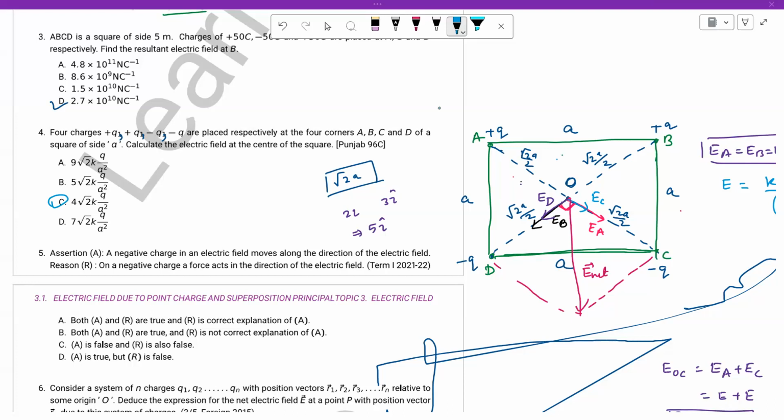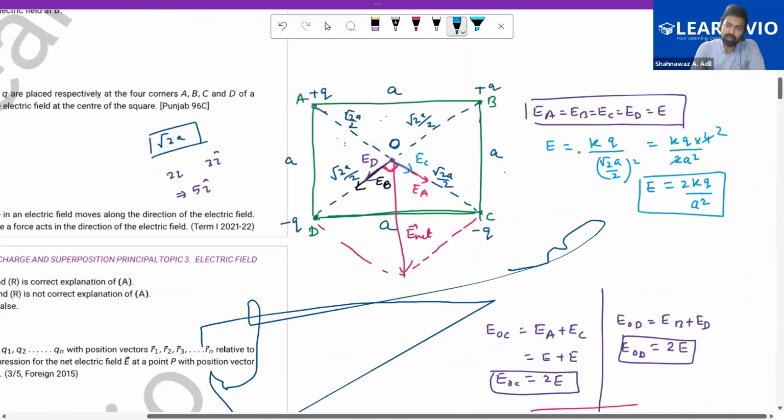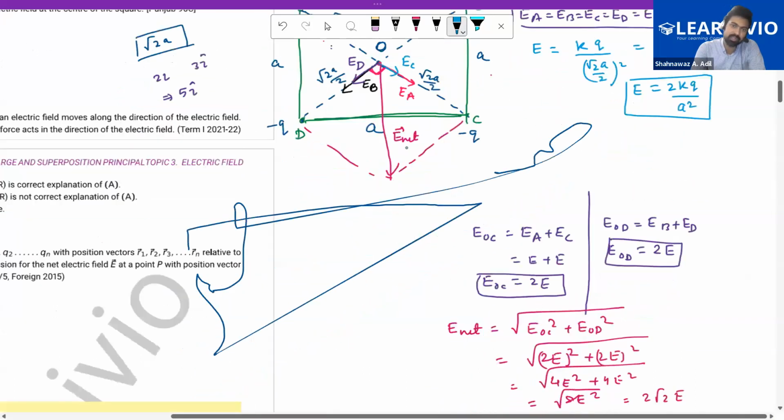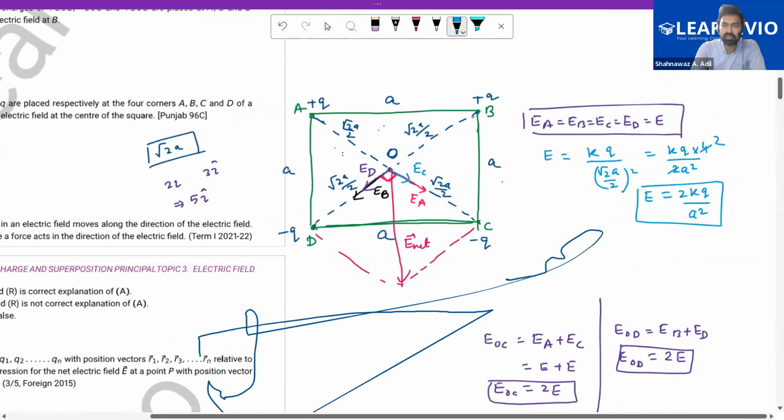Can you scroll? What I will tell you is, have you noted down this diagram? Yeah, I did the diagram. Then you practice this question on your own. Then if you don't get the answer, we'll talk about this. But yeah, you just practice this question.